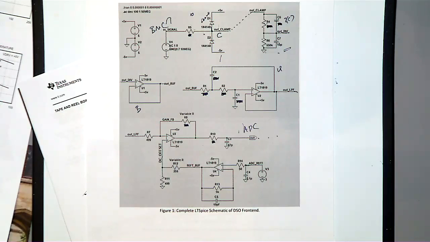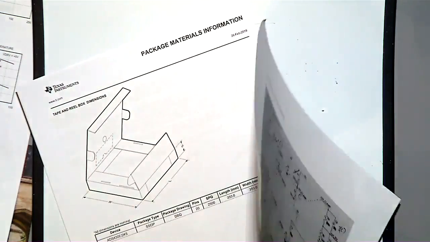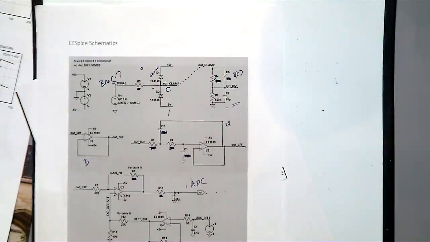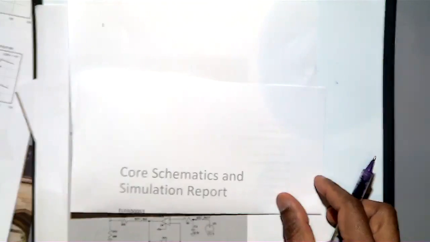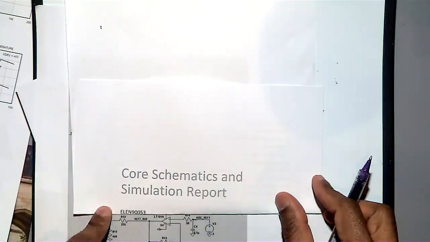Please add this in the simulation report, because that carries some marks. Please don't just submit the simulation report alone. And then this is an example of a simulation report. So this one is somebody's simulation report. There is a front page. In the front page you will be writing something like core schematics and simulation report, then the subject, your name.